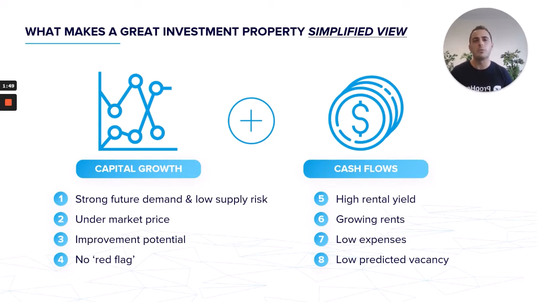The third thing that you want for cash flows is low expenses. So you really want to avoid properties with swimming pools, with high running costs, made of materials that are going to degrade over time. Also, you want to avoid properties with big strata costs. So think about expenses as a measure of your entire cash flows. And finally, what you want to focus on is properties with low predicted vacancy. And this links to the demand and supply. You want to buy a property that will be really easy to rent. That's, of course, a very simplified view.